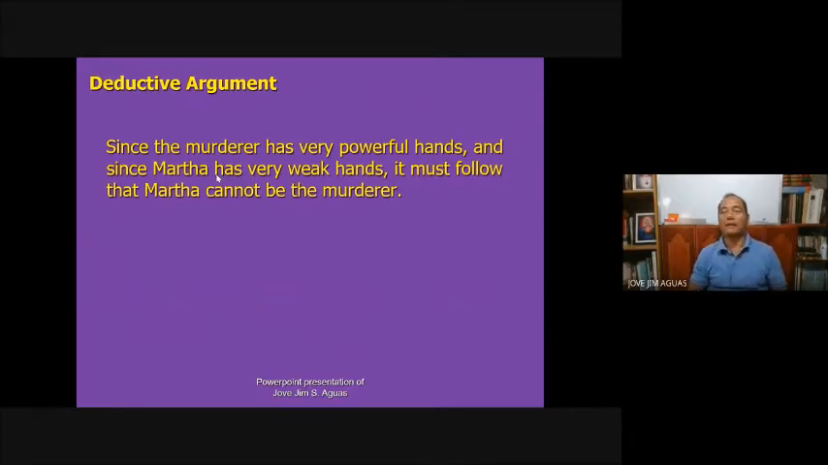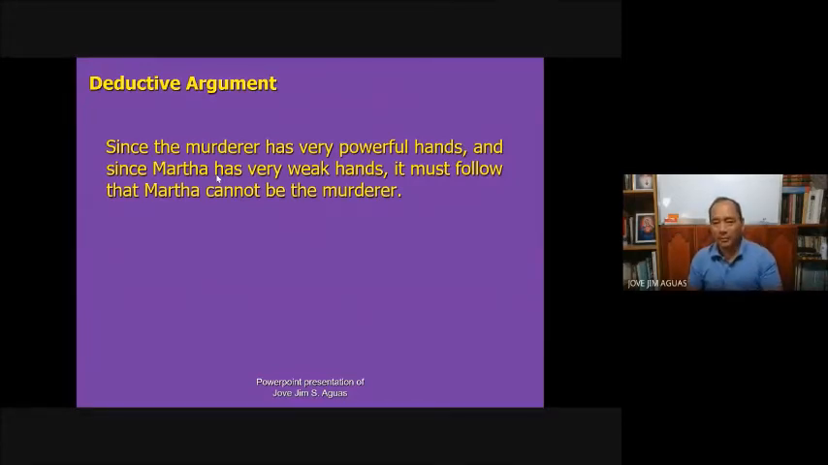Here, since the mother has very powerful hands, and since Martha has very weak hands, it must follow that Martha cannot be the murderer. All of these sentences are connected, right? It's connected because the mother has powerful hands, and Martha has very weak hands. Okay, that's a very consistent argument, because there is a logical flow from one statement to the other statement, and then to the other statement.